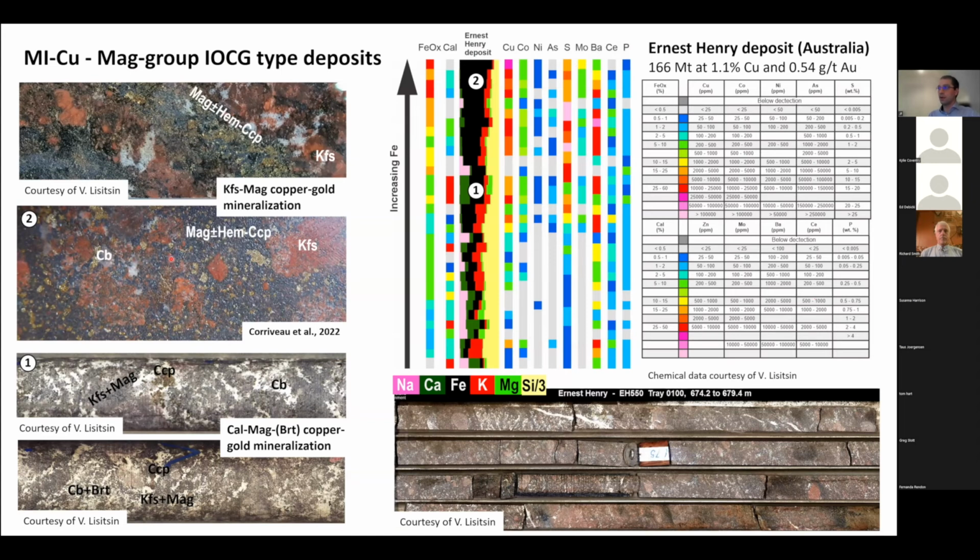This is then evolving to a stage where carbonates are becoming quite important, transitioning to lower temperature alteration facies. Carbonates with barite, magnetite, and residues of K-feldspar can also be associated with copper gold mineralization in the Ernest Henry deposit. But again, there's a very strong association between iron-rich metasomatism and metal deposition.